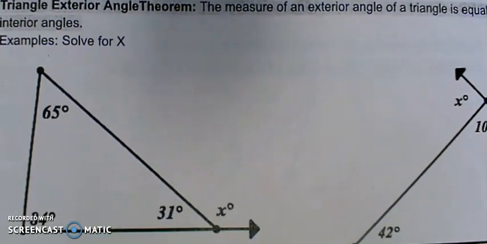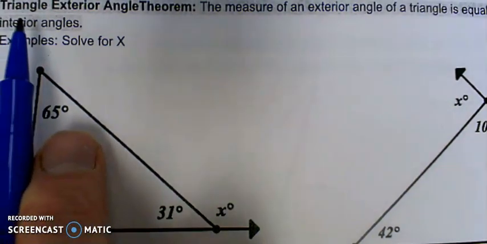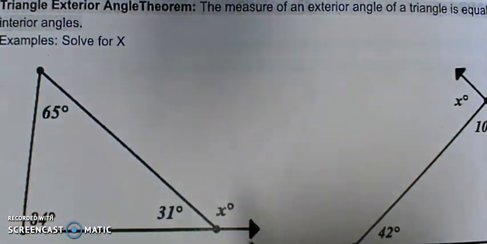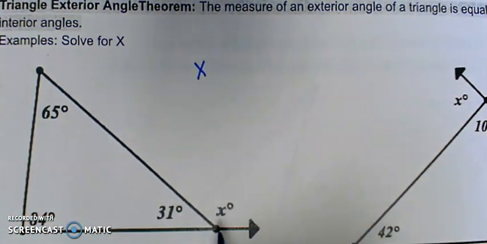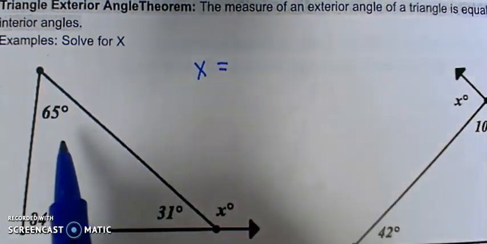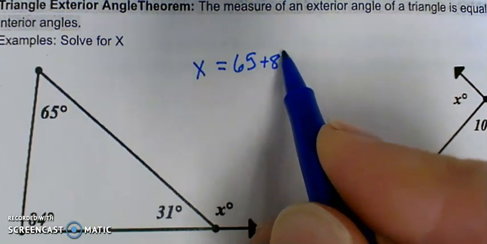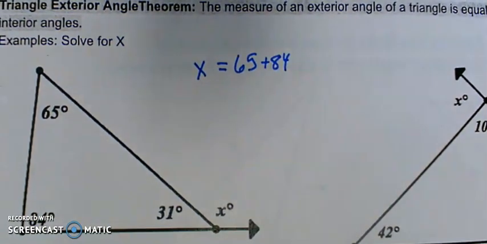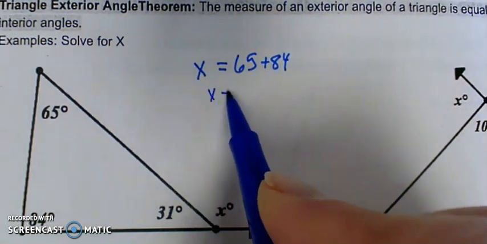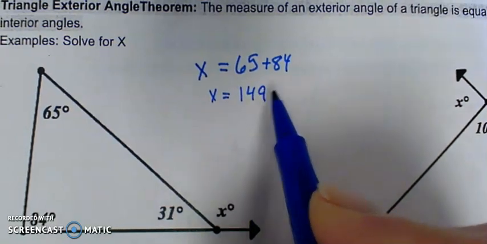So we can see in this situation that they're asking me for an outside angle here, and you can tell that I have all three angles on the inside. Now, using the triangle exterior angle theorem, I know that x, my outside angle, is equal to the two remote inside angles, 65 plus 84. Well, that's pretty simple, pretty straightforward. I find out that x is equal to 149.